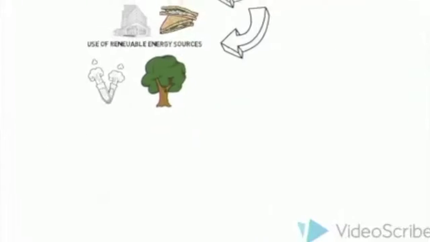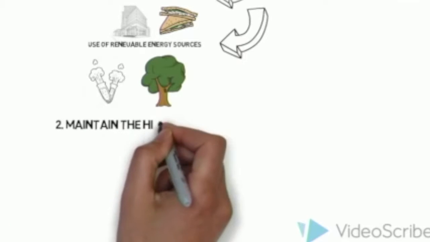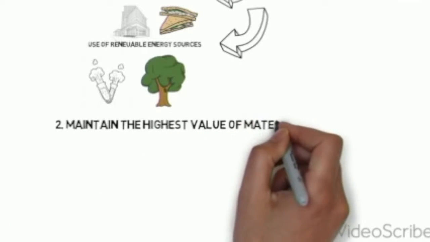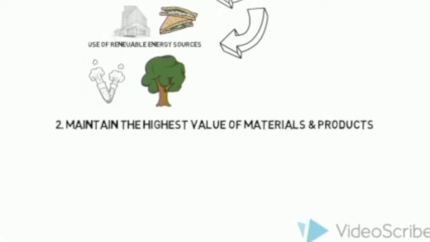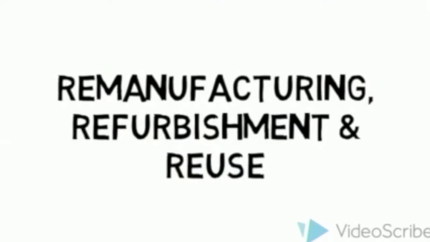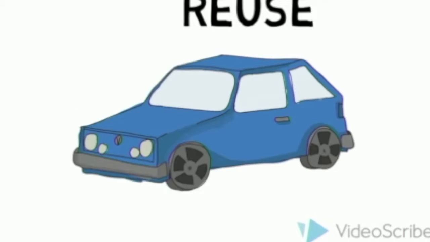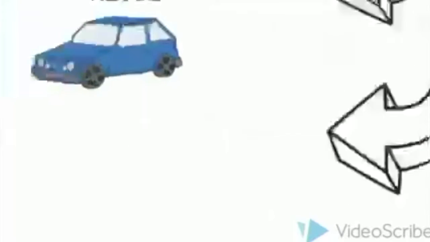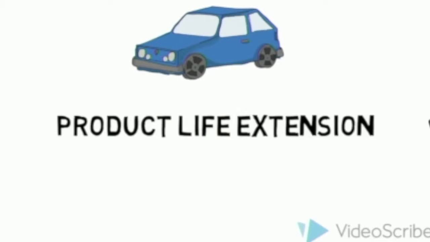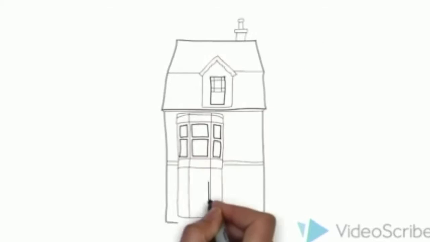The second circular process is to maintain the highest value of materials and products, and can be applied through the following: remanufacturing, refurbishment, and reuse of products and components, which is applied in the automobile sector; product life extension, which can be applied in various sectors such as household appliances, textile industry, and more.